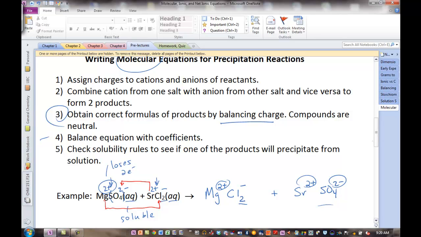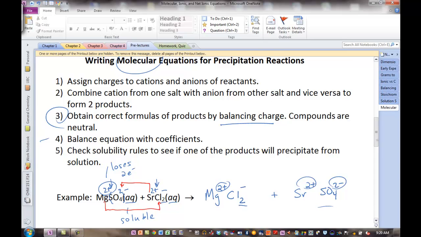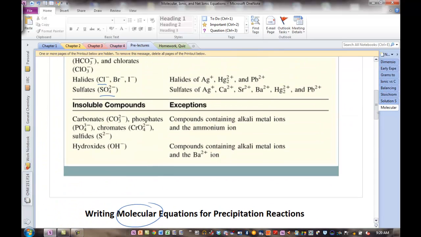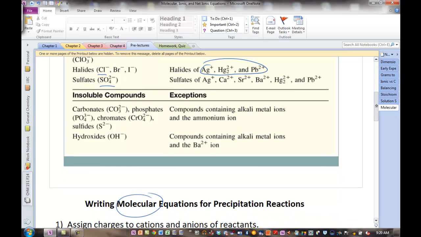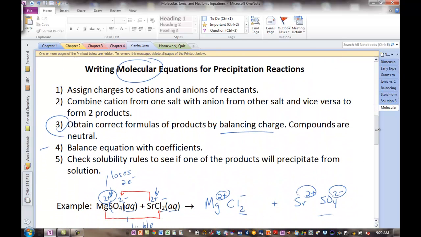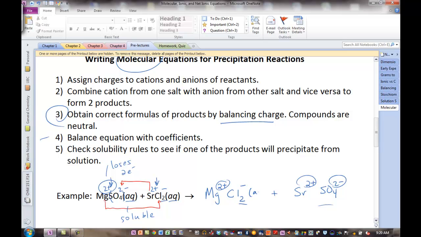Step 5, check solubility rules. So I'm going to scroll back up. Most chlorides are soluble. Okay, here's our rule. Chlorides tend to be soluble. Here are the only exceptions. Okay, and magnesium 2+ is not on that list. So magnesium chloride is soluble, so we're going to write AQ after it to indicate that it's dissolved in water. It's hydrated by water.